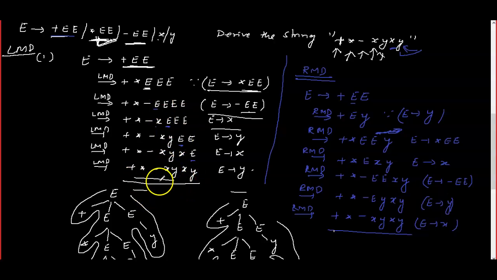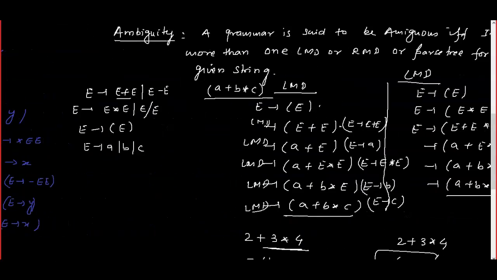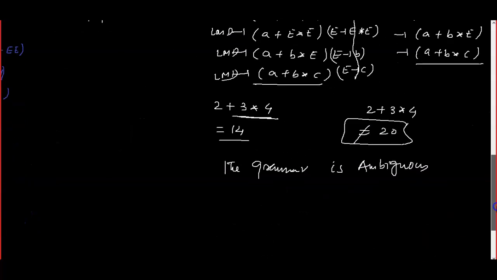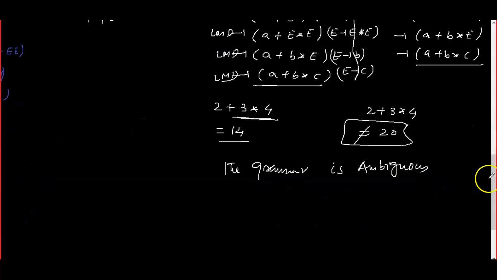Okay, understood what I am telling, right? No other method exists for deriving the same string. So this is non-ambiguous, also called unambiguous grammar. And if it has more than one LMD or RMD, then it is said to be ambiguous. Any doubt till here?